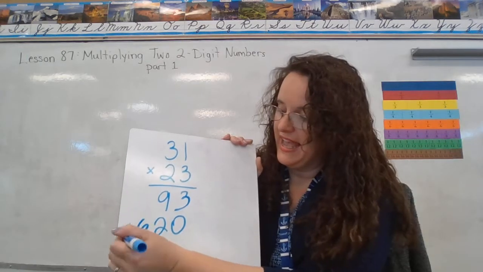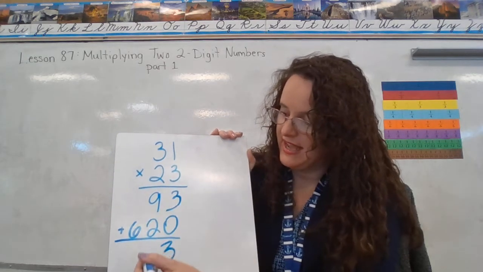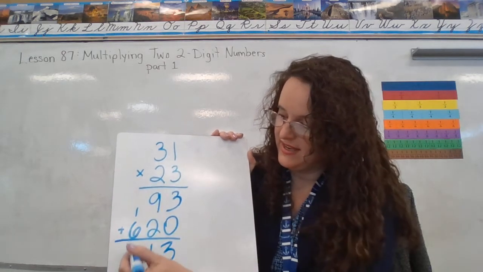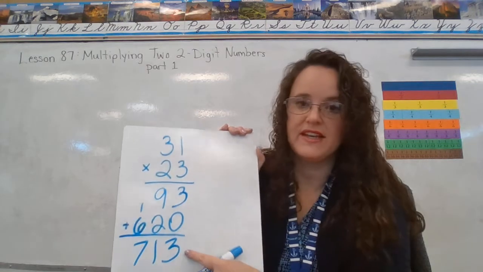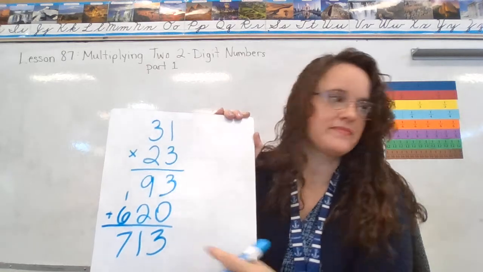Now I want to add those two numbers together. 3 plus 0 is 3, 9 plus 2 is 11, and 6 plus 1 is 7. So my answer is 713.